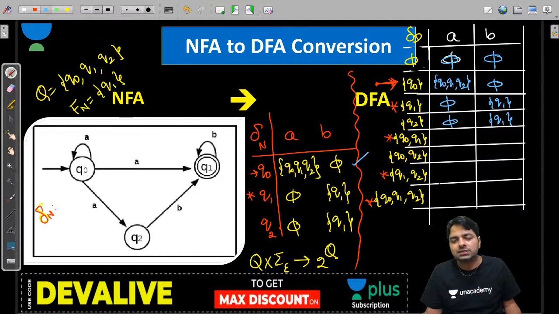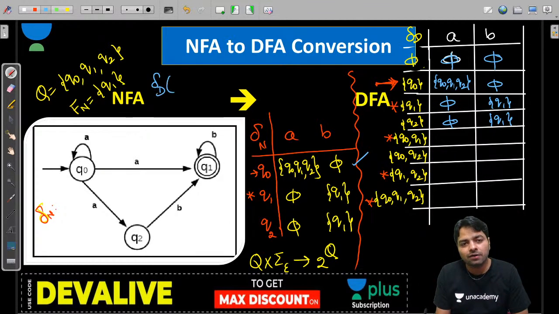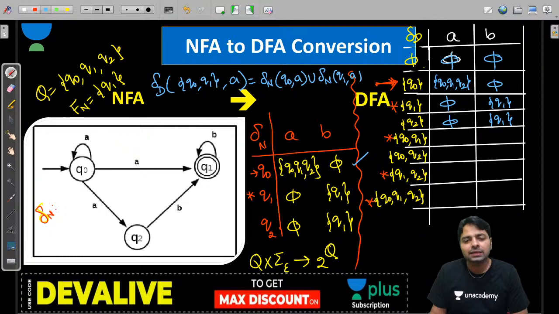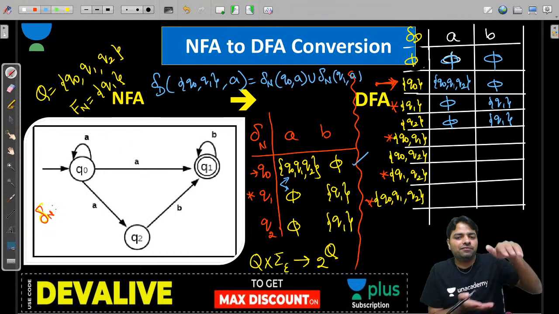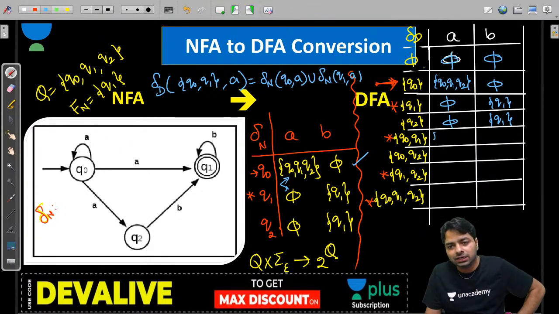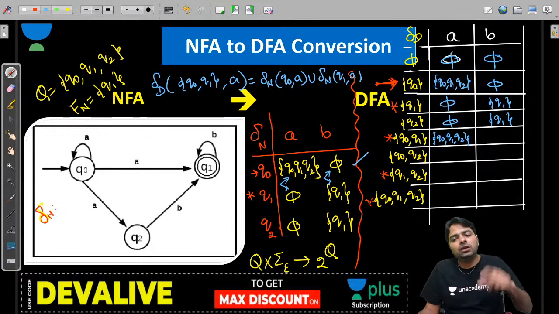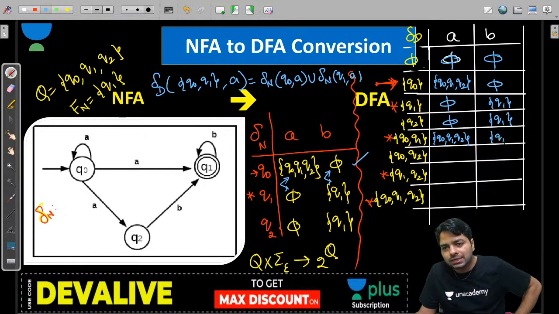Now you have a difference. Q0 Q1, in the sense delta D of Q0 Q1 on A, you just need to do the union in the NFA. That is delta of Q0 comma A union delta of Q1 comma A. That means we are going to combine these two rows. When you combine those two rows, here you will get Q0 Q1 Q2 as a state. And next do the union for B: phi union Q1 is Q1.